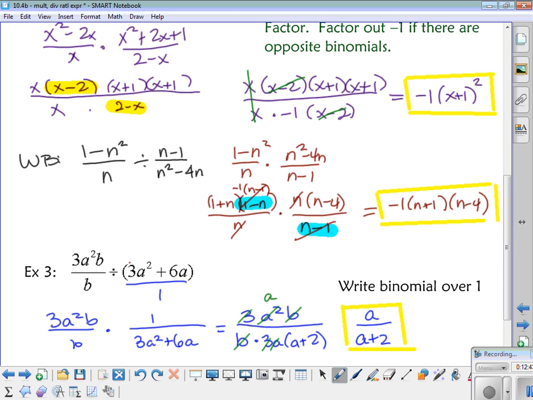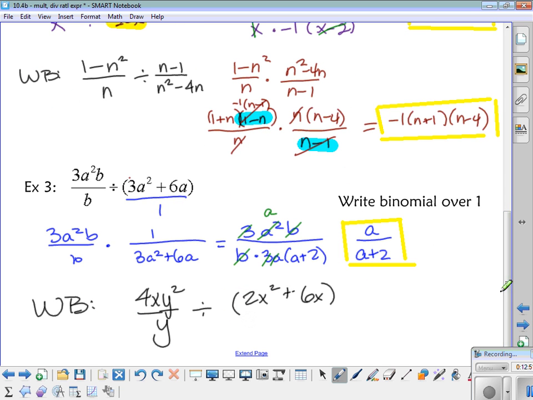Okay. Any questions? All right, here's one for you guys to do. 4xy squared over y divided by 2x squared plus 6x.